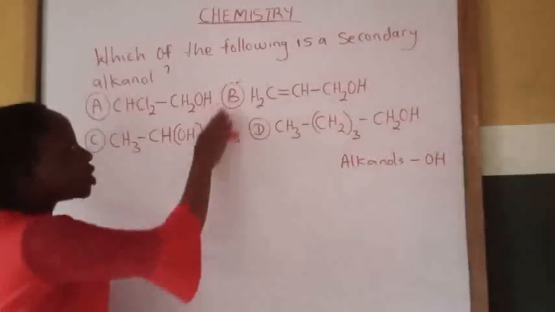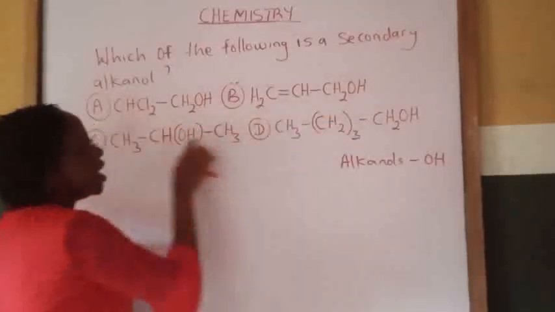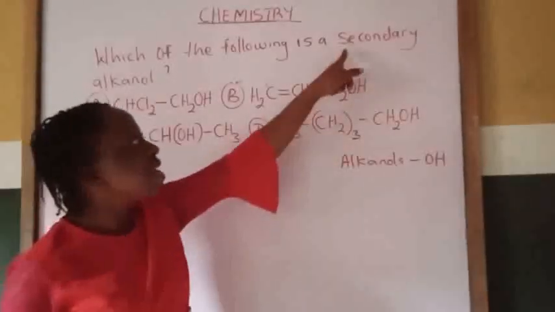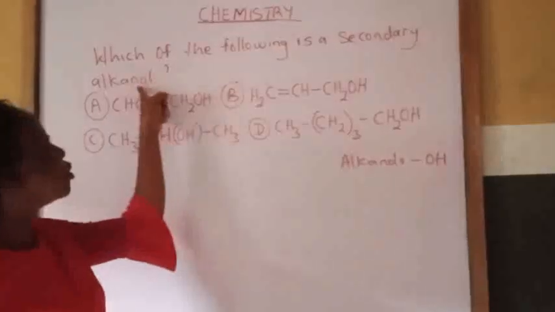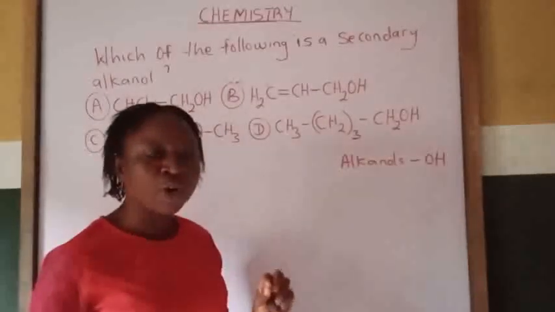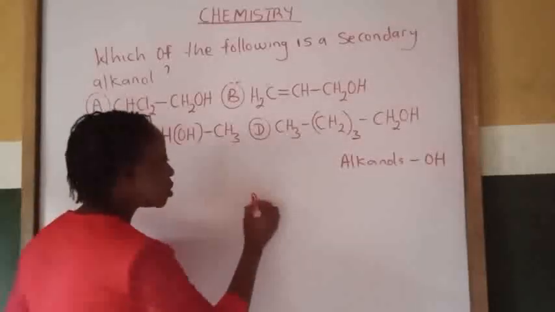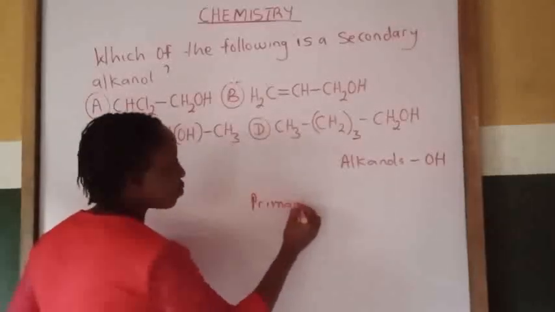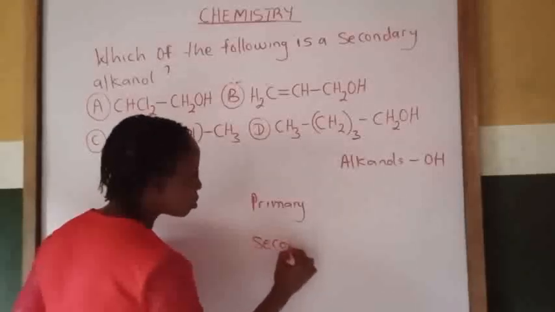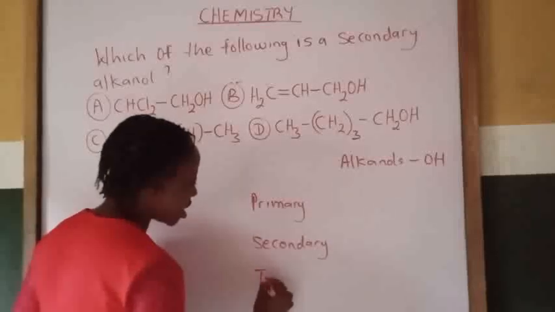So all these options are members of alkanol because we have OH in their structure. But we are talking about secondary alkanol. The secondary alkanol is a class of alkanol. We have three classes of alkanol. We have primary alkanol, we have secondary alkanol, then we have tertiary alkanol.